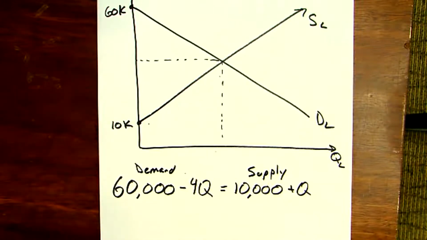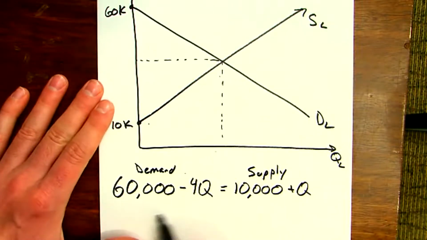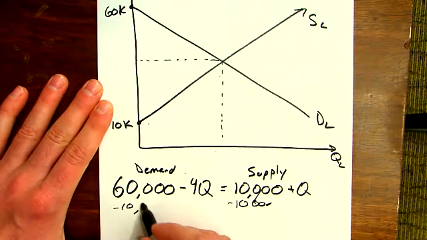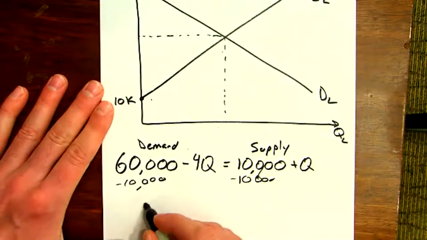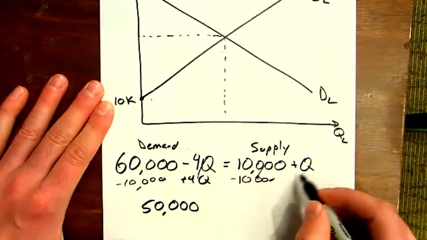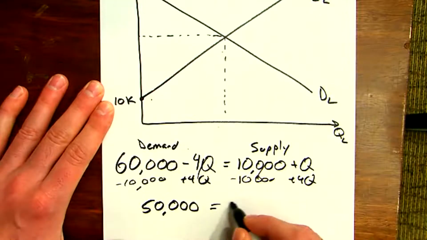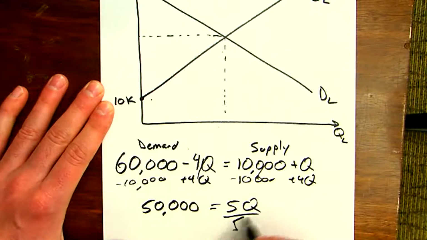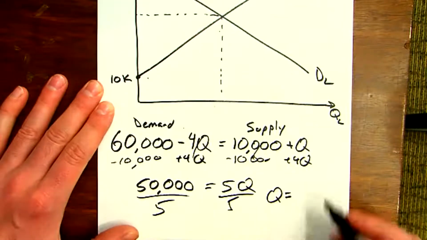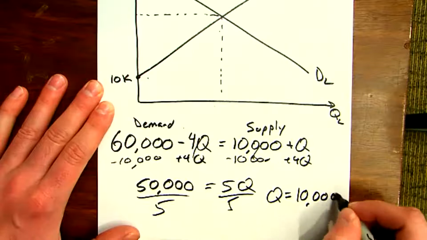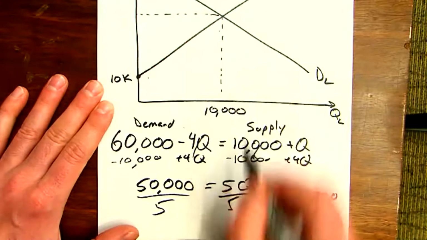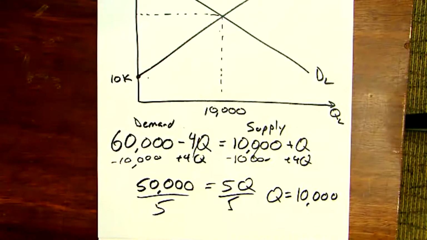Okay. From here, it's just a little bit of algebra. So I can move the 10,000 over by subtracting it. So I get what? 50,000. Add 4Q to both sides. Divide both sides by 5. And I would end up with a quantity of what? 10,000. Yeah. So I found this equilibrium quantity, which was 10,000.